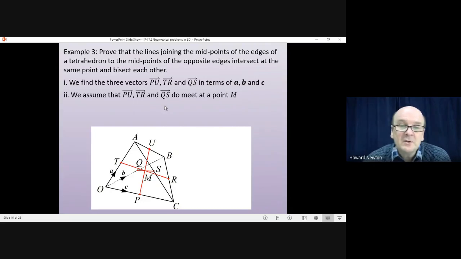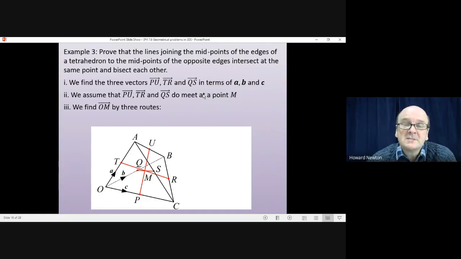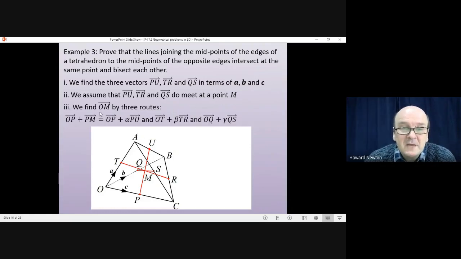Once we've done that, we are going to assume that these three vectors do meet at a point M, and then we're going to find the vector from O to M by three different routes, using each of the three diagonals, which is very similar to the examples we did in the last lesson. So first of all, to get from O to M, we're going to go from O to P and P to M. That's from O to P plus some fraction of the vector PU. And alpha is what we use for that fraction. So OP plus alpha PU.